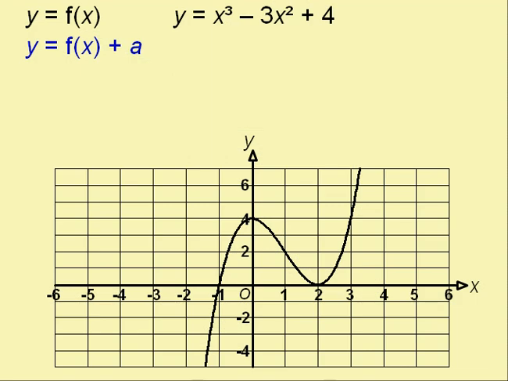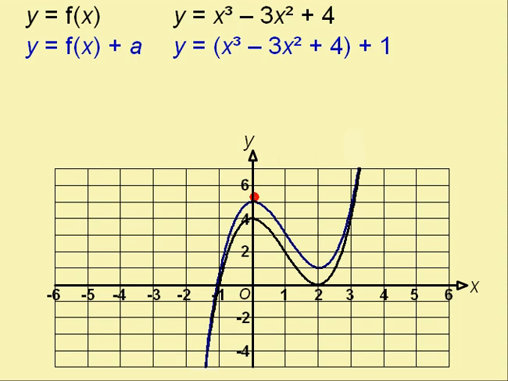Let's begin our journey into transformation of functions by looking at what happens when we add something onto the end of our function. For example, let's just use 1 to start with. So here's my equation, and I've added on 1. What effect do you think this will have on the graph? It moves up by 1, and that's because all of the y values have increased by 1.